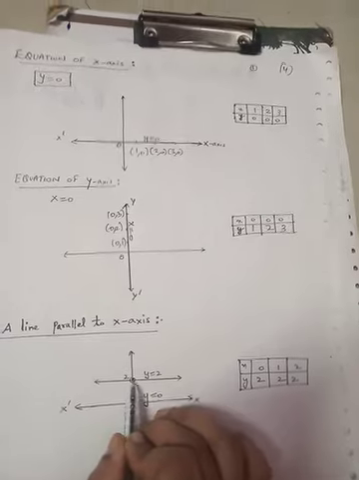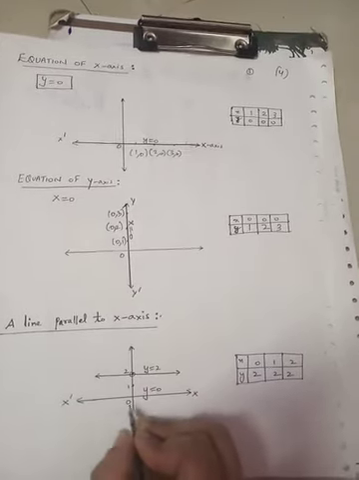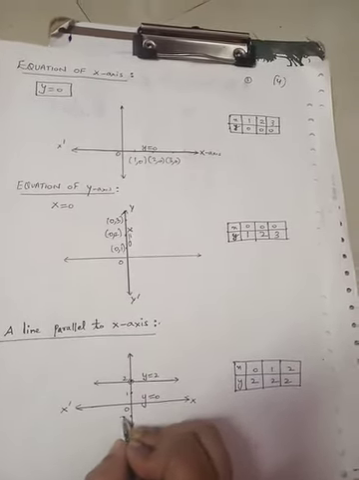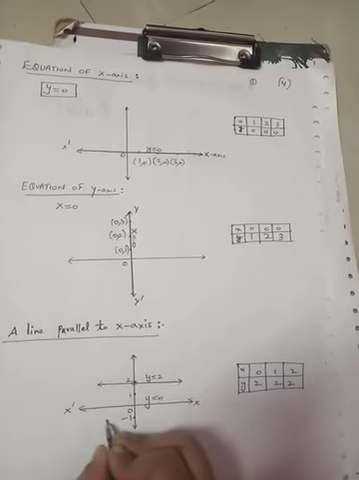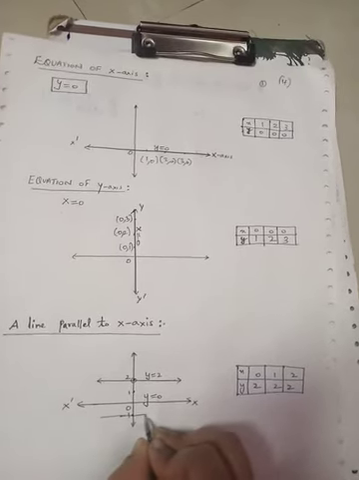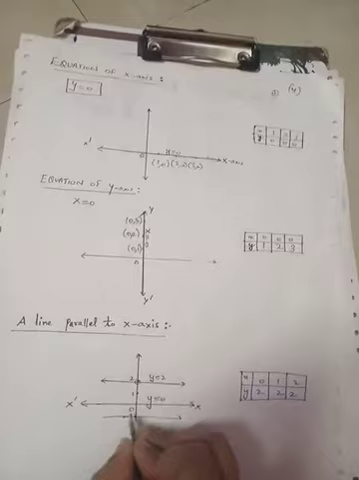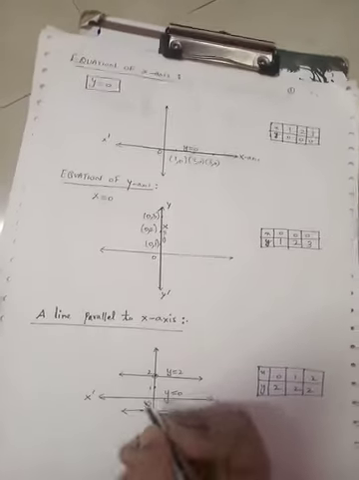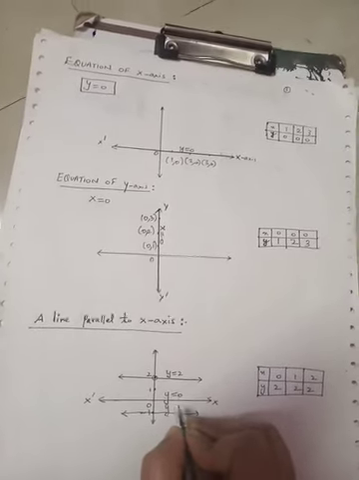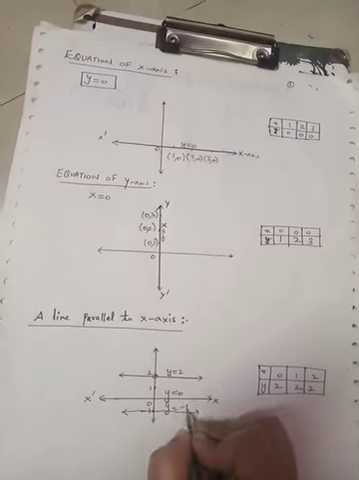If it is passing through minus 1, then what will be the equation of this line which is passing through minus 1? What will be its equation? Its equation will be y is equal to minus 1.